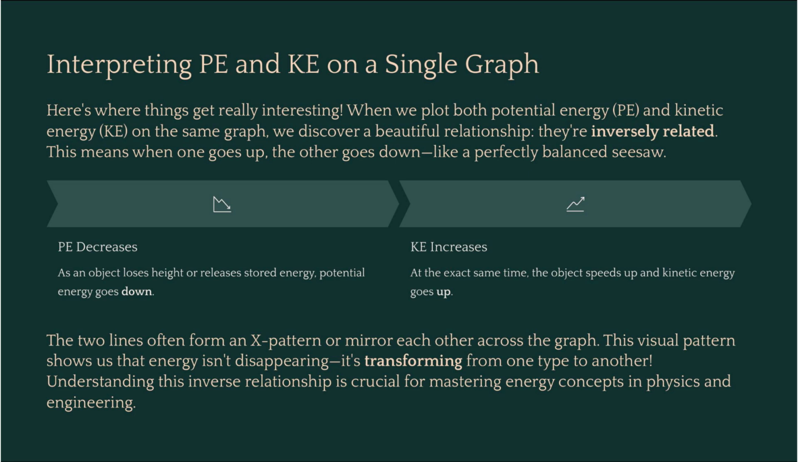If you put the graphs for potential energy and kinetic energy onto the same display, you'll notice something amazing. They are mirror images. When the Pe line is high, the Ke line is low. And when the Pe line is low, the Ke line is high. This inverse relationship is the key to understanding energy transfer. It's like a sliding scale. As one type of energy decreases, the other type increases by the exact same amount.